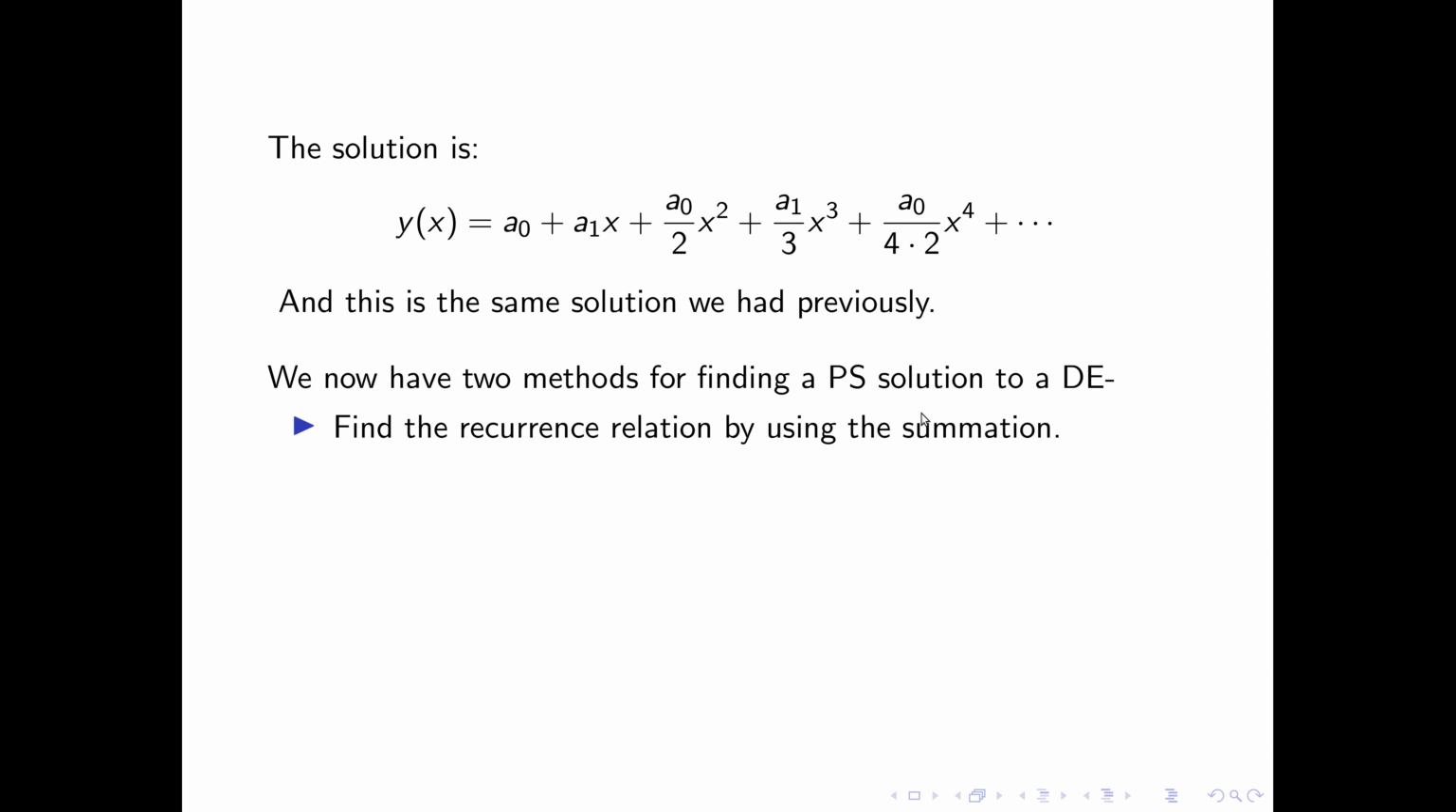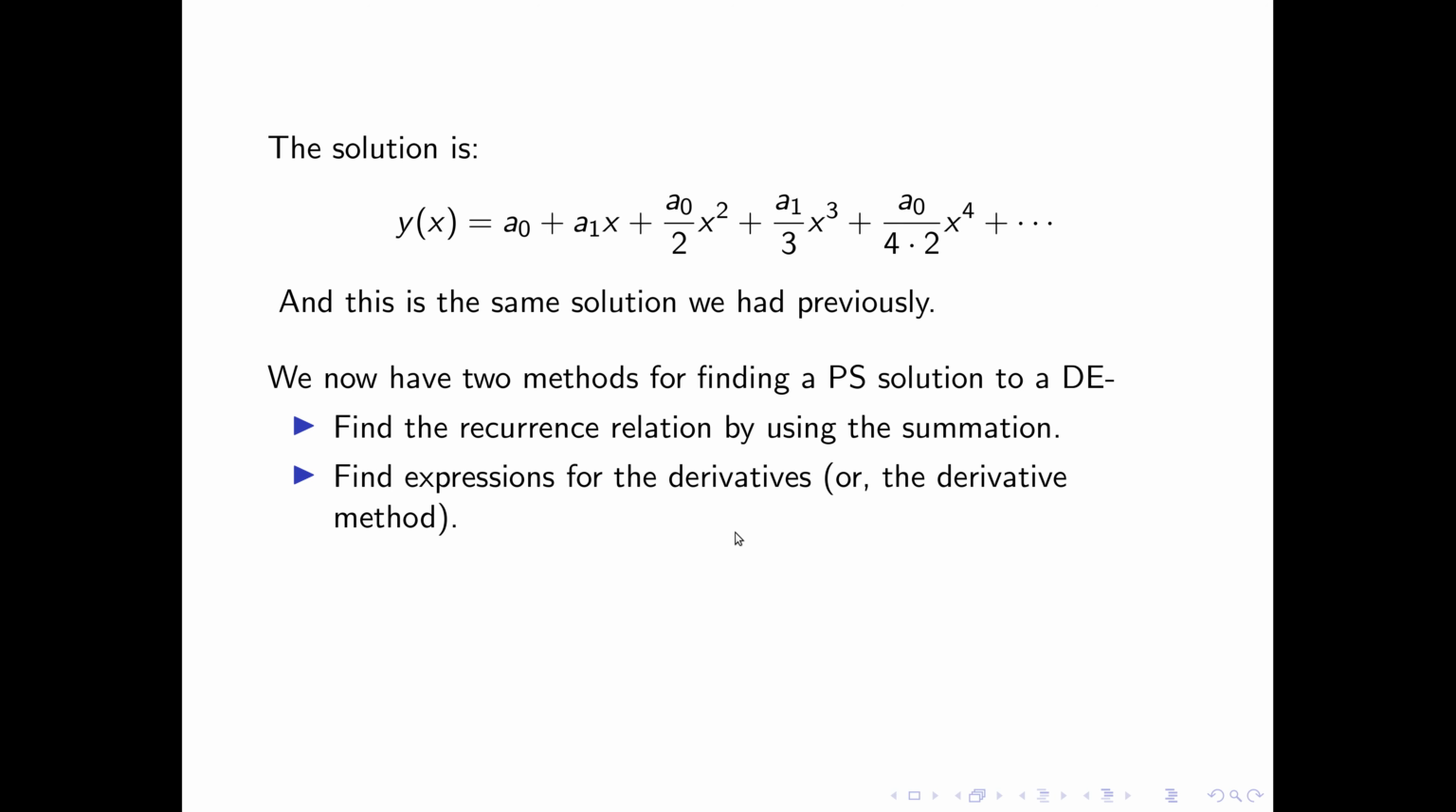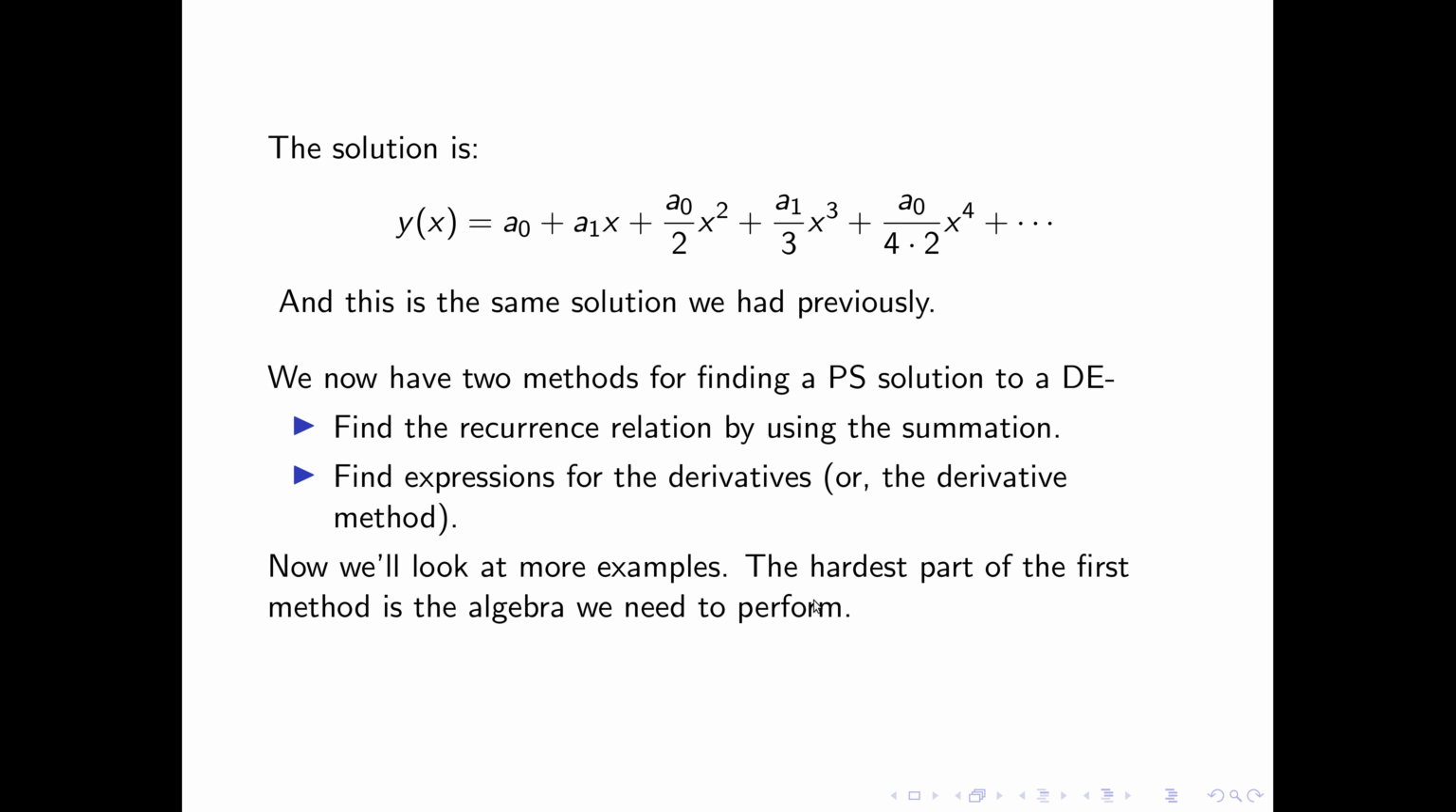The first one is to just find the recurrence relation by using the summation index. Right? We manipulated all the sums into one sum, and then we set the coefficients equal to 0. And then that was how we found the recurrence relation. The second method now is just to compute derivatives. And this one's a lot easier to do often. It kind of depends, right? We had some nice functions here to work with, so that made it easy to differentiate. Okay, and then we'll look at more examples.